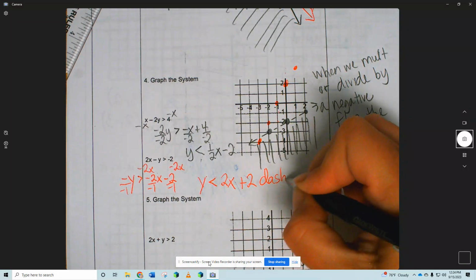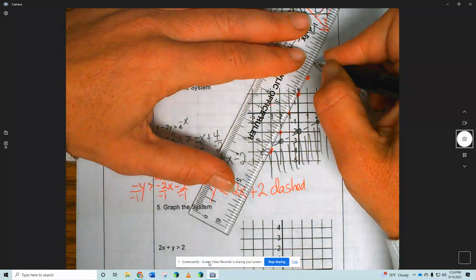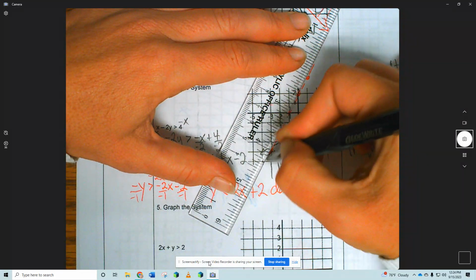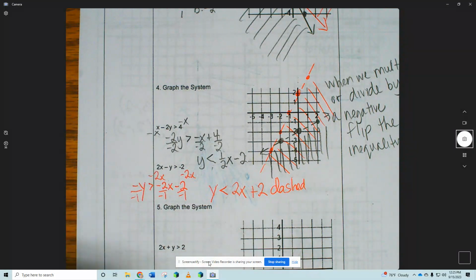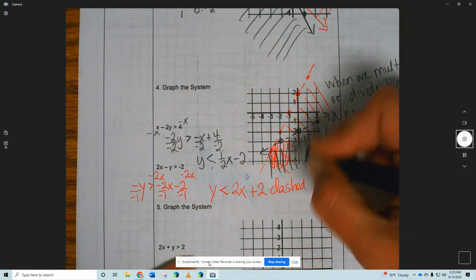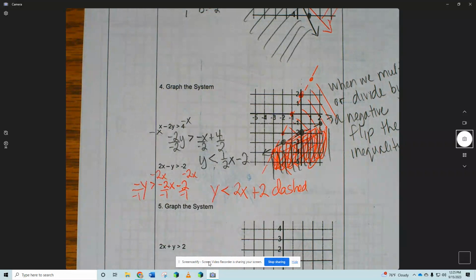It is dashed, and it says less than. So dash it and shade under the line like this. Under, lower, below, less than. And only the spot in common shading is what I care about. Only where it's in common. So make it dark. That's the solution area. All of the ordered pairs inside here are solutions. And under, because the graph goes on forever, right?